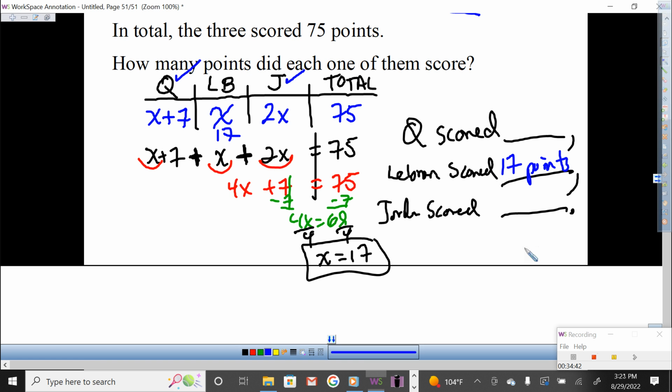So how do I get Q? Well, right underneath the X, I write 17 plus 7. What is 17 plus 7? 24 points. And last but not least, 2 times 17. Jordan scored 34 points. Underneath that, I want you to write 10Q. Tell your neighbor what that is, please.